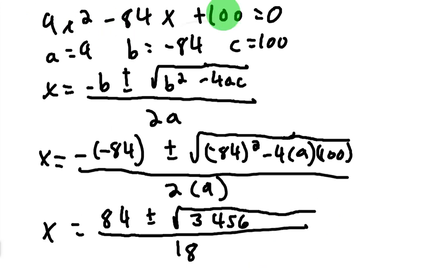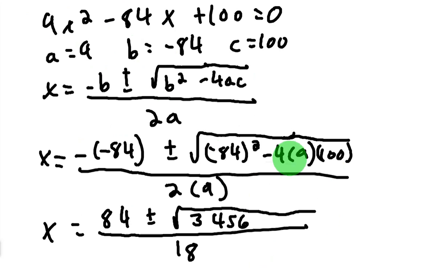So now we're going to figure out a, b, and c. A would be 9, the coefficient of x squared. B is negative 84. C is 100. We're going to plug that into the quadratic formula, negative b plus or minus square root of b squared minus 4ac over 2a. Plug in negative b, that's negative negative, so it becomes positive 84. And then negative 84 squared minus 4 times 9 times 100.